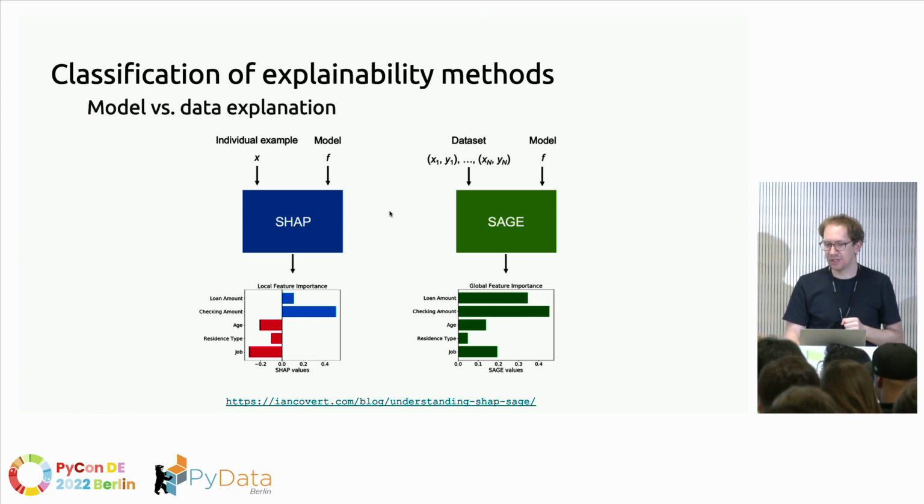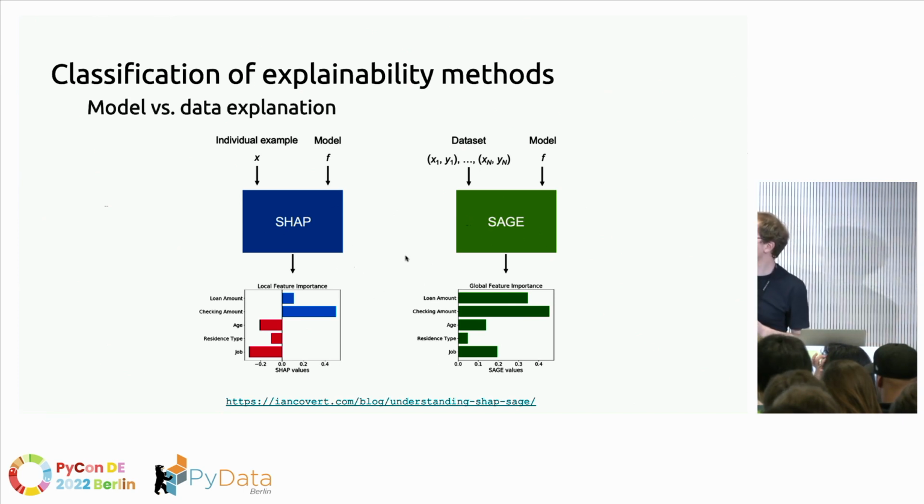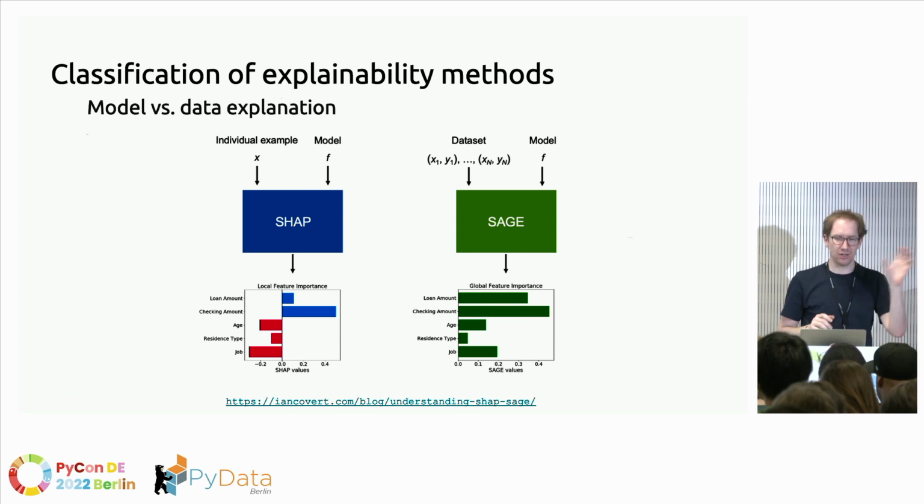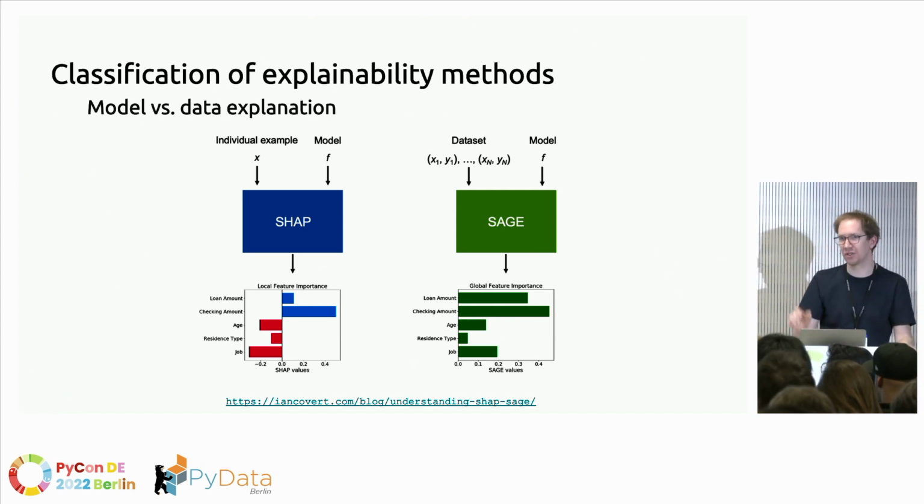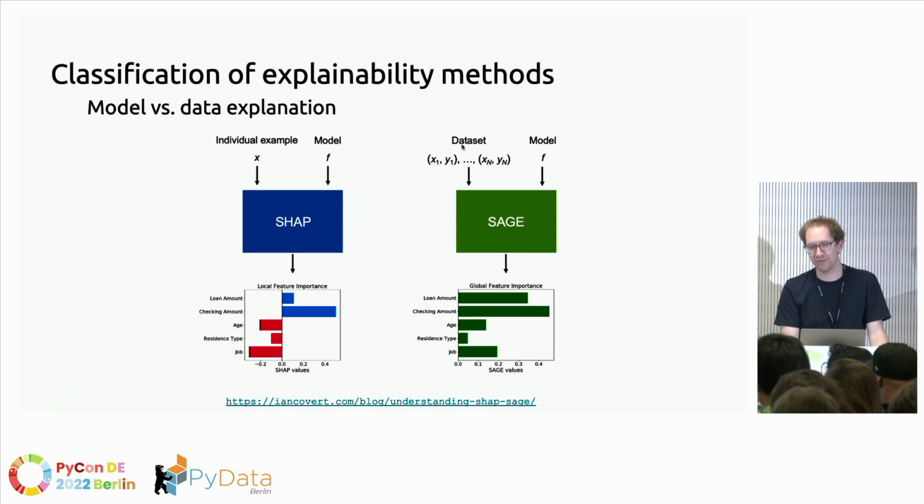And here, just on this picture, on the right, SAGE is a method that does a global explanation. On the left is SHAP that does a local explanation. That's why here you have several x and several y, and here you have only a single x. So that's just why I have this image here.